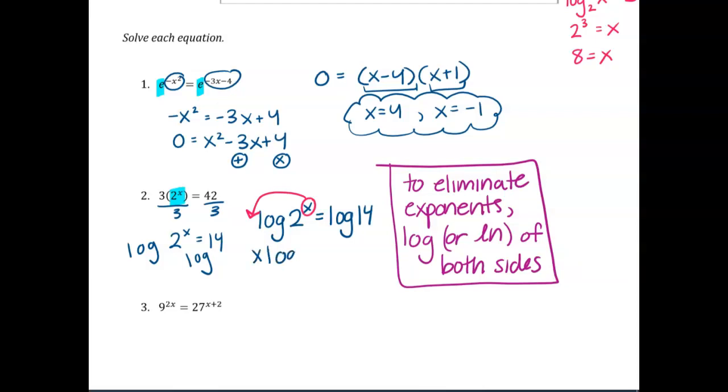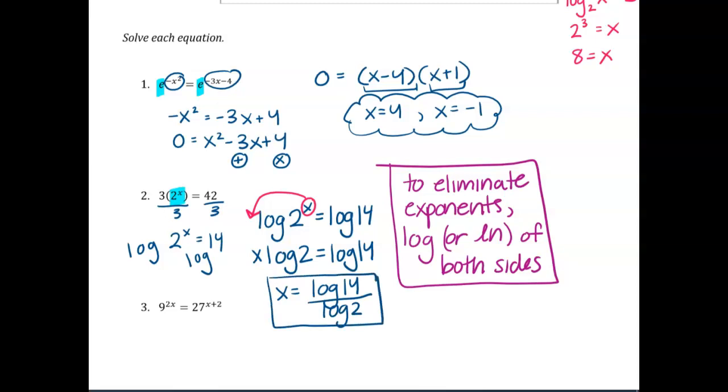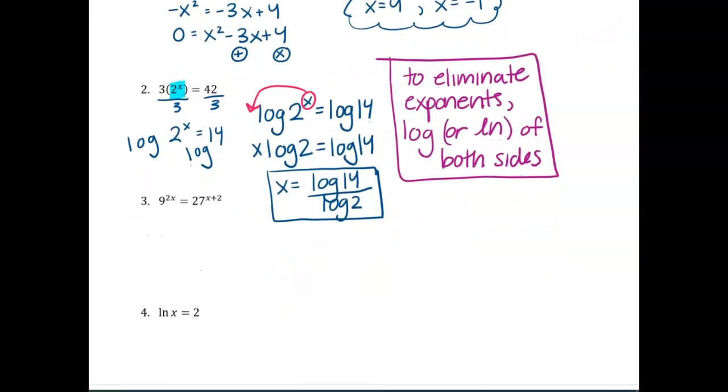So then x log 2 equals log 14, and then we can divide by log 2. So x is going to be log of 14 over log of 2. And if I ask you to find a decimal approximation, you could just put that in your calculator and then round.